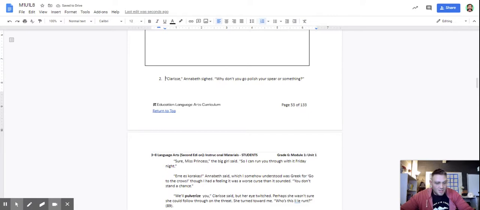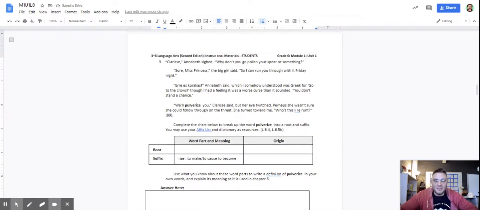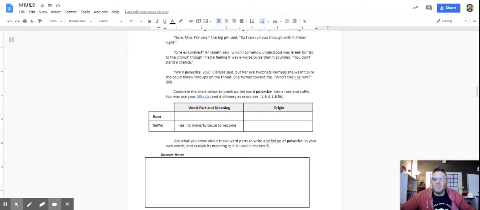It says, 2. "Clarice," Annabeth sighed, "why don't you go polish your spear or something?" "Sure, Miss Princess," the big girl said, "so I can run you through it with it on Friday night." And then "Er eskorkas," Annabeth said, which is Greek, which I somehow understood was Greek for go to the crows. I had a feeling it was a worse curse than it sounded. "You don't stand a chance." "We'll pulverize you," Clarice said, but her eye twitched. Perhaps she wasn't sure she could follow through with that threat. She turned toward me. "Who is the little runt?" So the word here is pulverized.